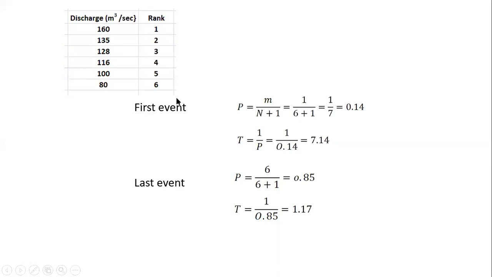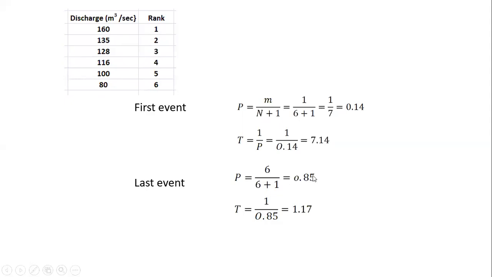But for the last event, that is having the magnitude as 80 meter cube per second, आता हे कमीच आहे. आता कमी आहे म्हणजे काय, दर पावसाळ्यामध्ये हे एवढं येऊ शकतं असं आपण म्हणतो, isn't it? If you check its probability of occurrence, then P is equals to m by n plus 1. m is 6, that is order number 6, upon n is once again total events as 6, plus 1, that is 6 by 7, that is 0.85.